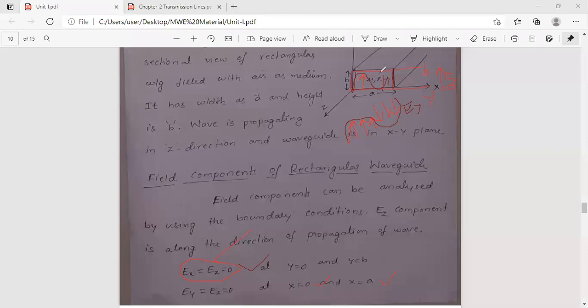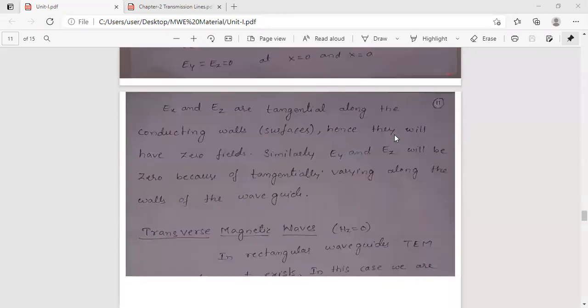I'll be showing how it is moving out with some animations, so that it will be very much clear for you. And now, with these approximations, I'm going to derive the expressions for the transverse magnetic mode: what are the values of Ex, Ey, Ez, Hx, Hy, and what are the values for the TE mode: Ex, Ey, Hx, and Hy.